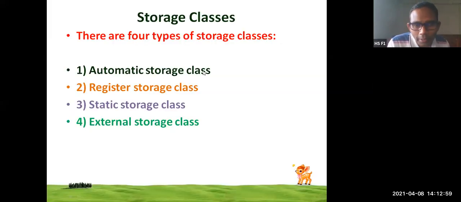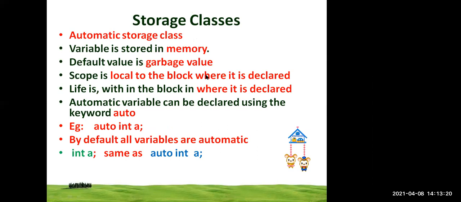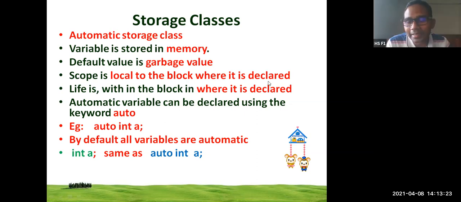So we are having automatic storage class, register storage class, static storage class, and external storage class. So now let us see one by one. In other words, we are going to repeat the same story. What is automatic storage class? A variable is stored in the memory. The default value is a garbage value. The scope is local to the block where it is declared. What do you mean by a block?